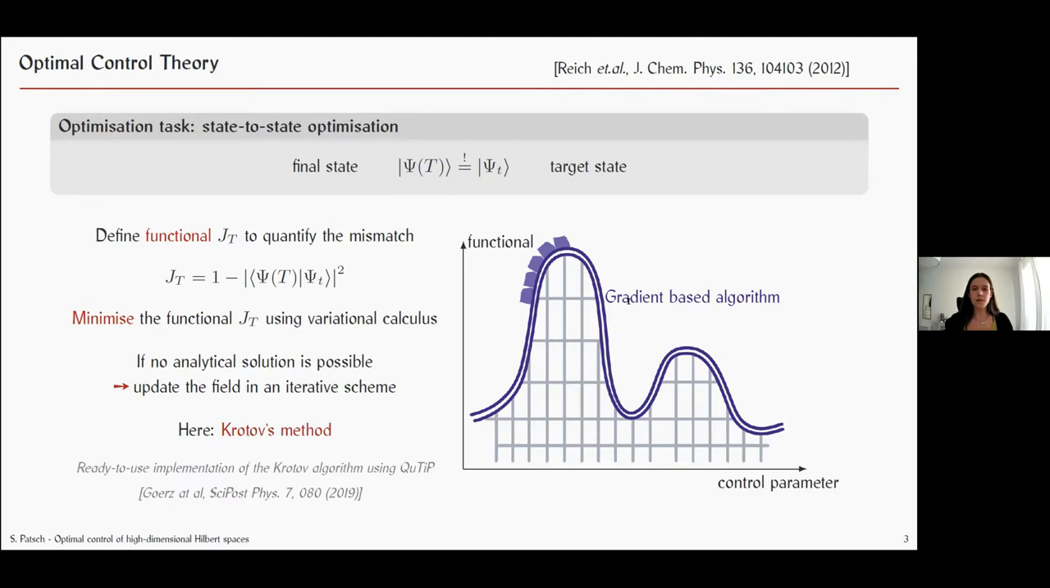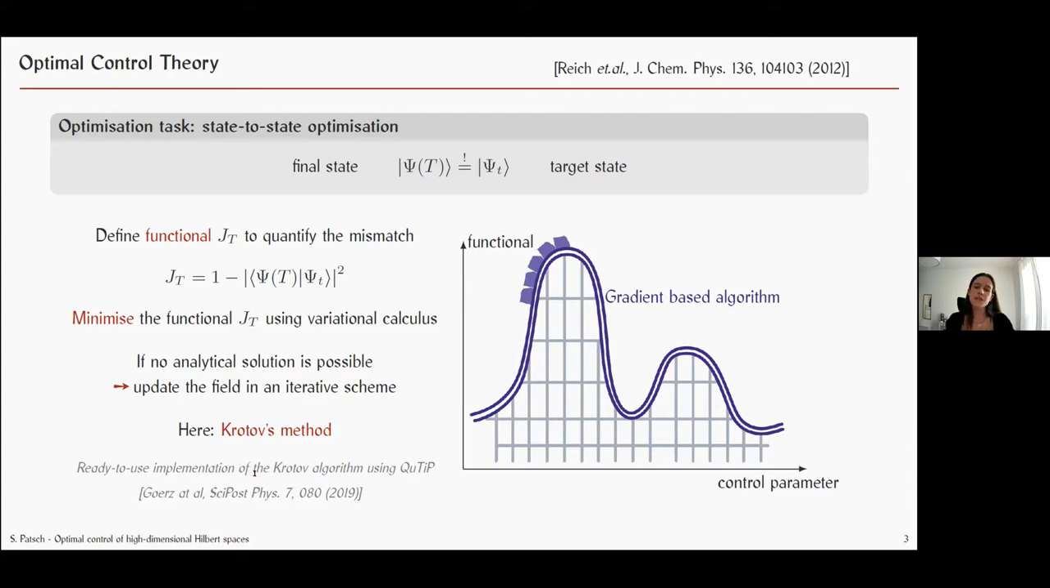And the algorithm that we are using is Krotov's method, which guarantees the monotonic convergence of the functional. And if you're interested in the details of Krotov's method, you can check out this paper here, which also gives a ready-to-use implementation of Krotov's method using QuTiP.